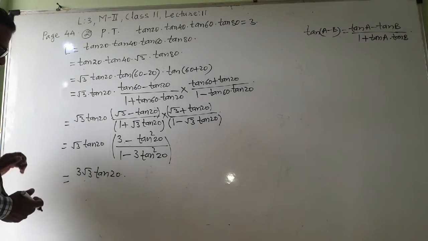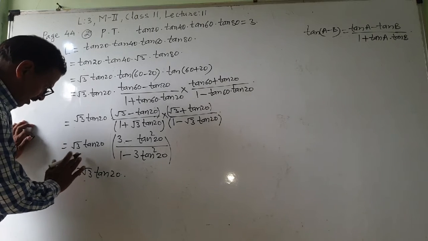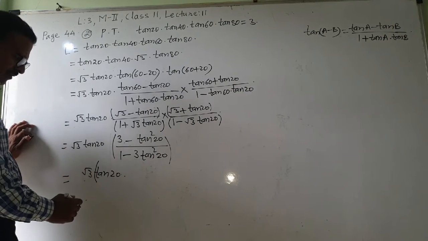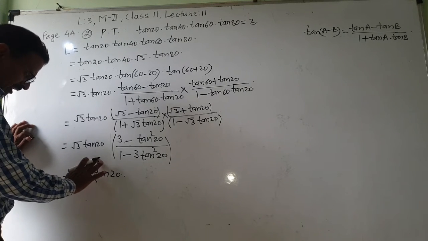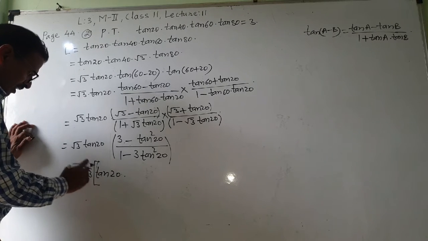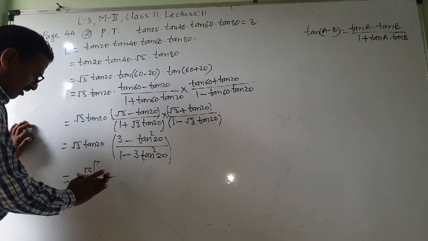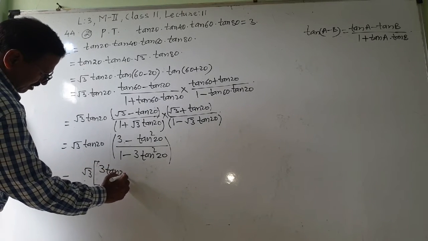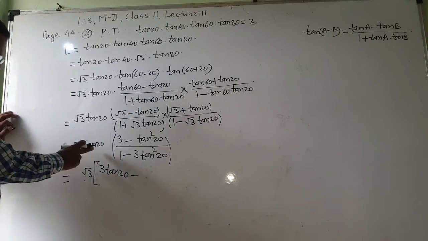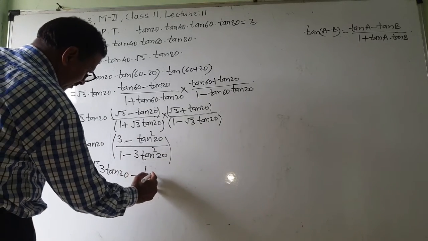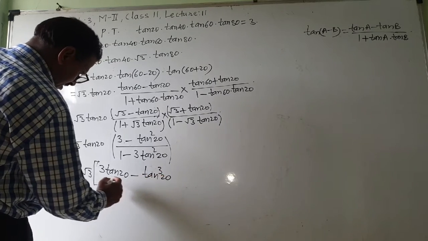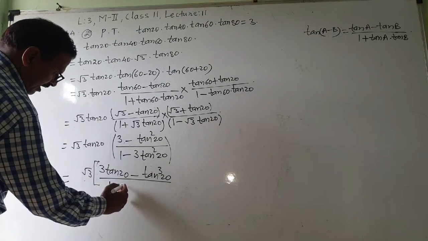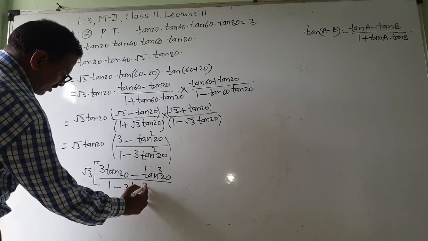Yes, you can see one step. I will keep root 3 aside and multiply by this tan 20. So what will it be? It will be 3 tan 20 minus tan cube 20 upon 1 minus 3 tan square 20.